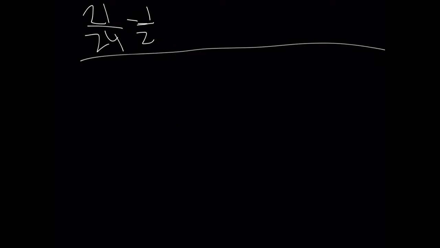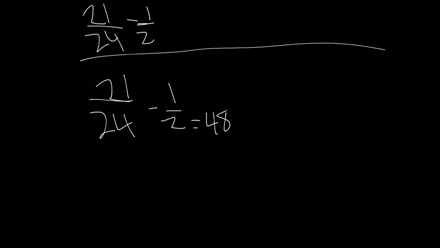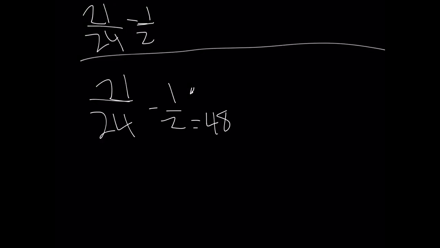So first thing you need to do is set up a problem, 21 over 24 minus 1 half. So the method I'm going to use is multiply each number by the other denominator. So 2 multiplied by 24 equals 48. I'm going to do the same to the top. Times 1 times 24 is 24.